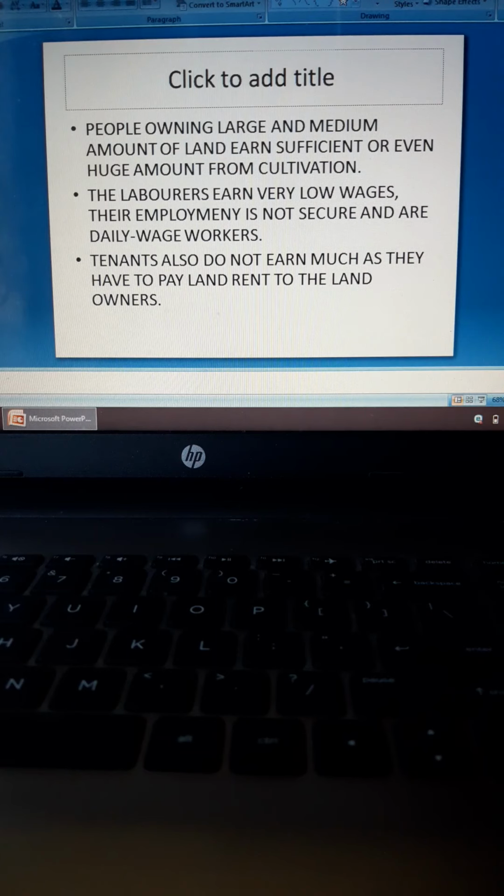Tenants also do not earn much as they have to pay land rent to the landowners. Tenants means basically, if I'm the landowner and you rent a certain portion of my land, you are the tenant and you have to pay a large amount of money as rent for using my land, and I will be getting money because you are using my land, like how people stay on rent.